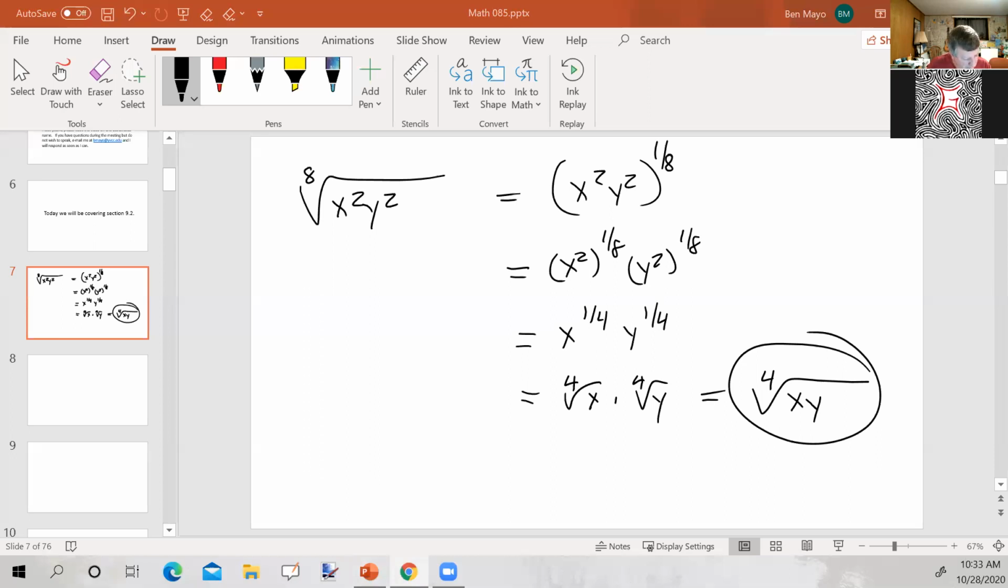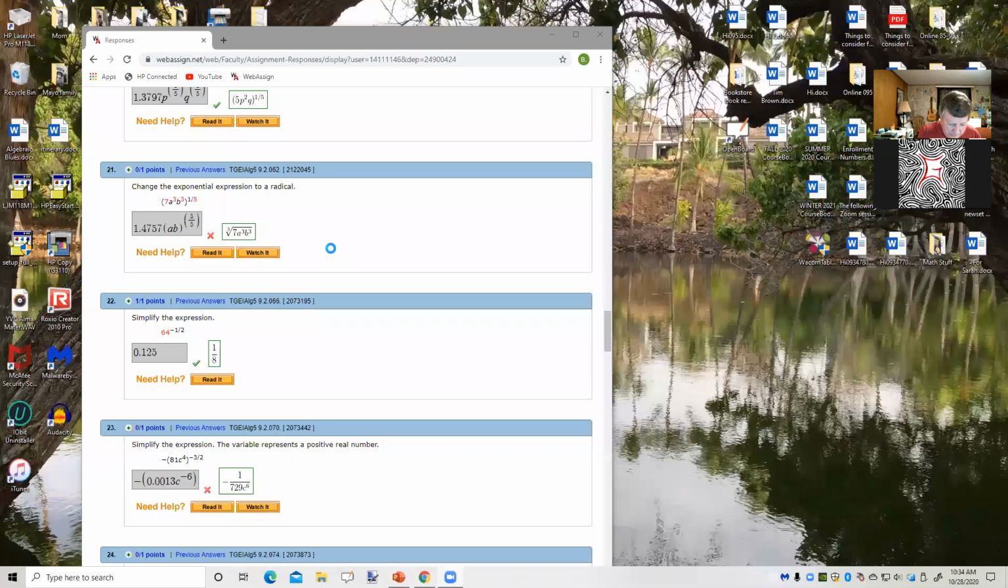Let's see here. We want 47E. And here we're going to look at problem number 21. Okay. Alrighty. So all of this is in 9.2. Problem number 21 says change the exponential expression to a radical. It looks to me like the student used a calculator to approximate the 5th root of 7, and they aren't asking you to do that. They just want you to change its form.